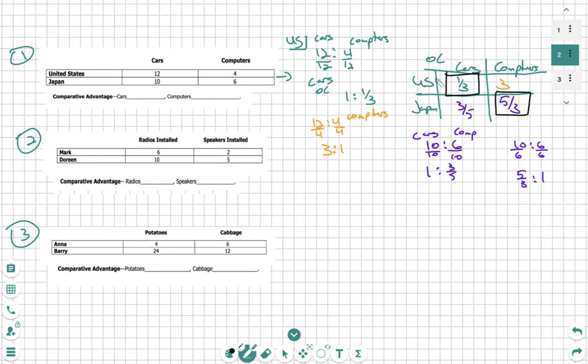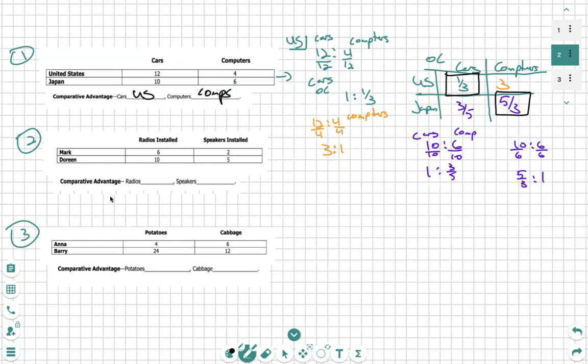So again, the United States costs less for them to make cars than Japan. 1/3 is smaller than 3/5. So they have the comparative advantage there. And for Japan, the 5/3 is less than 3. So thus they have the comparative advantage there. So cars is US, Japan is computers. I'm just going to write comps because I clearly can't spell computers.